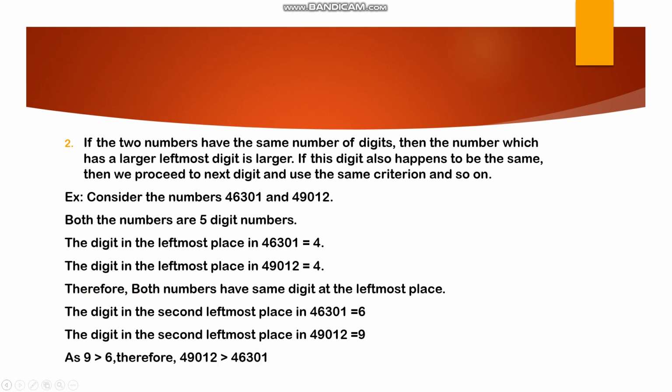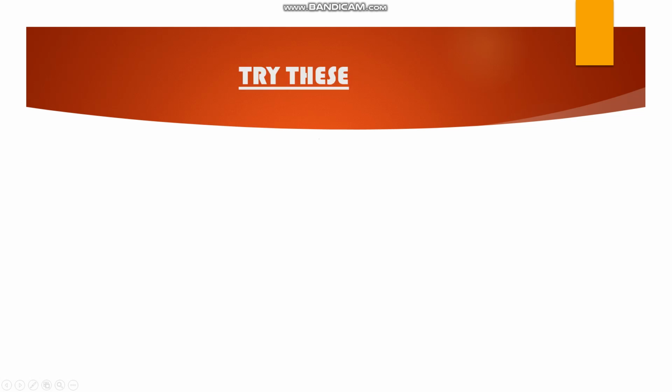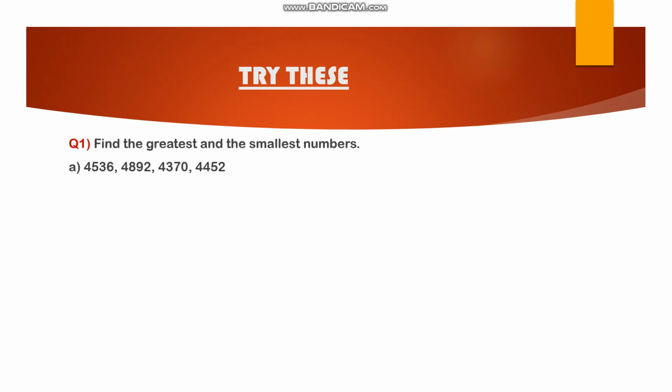Got it, children? This is the way to compare these bigger numbers. Now we are moving to some comparison questions. Let's do some questions based on these comparisons. The first question is, find the greatest and the smallest numbers. Some numbers are given here. Everyone look at these numbers carefully and write the greatest number and the smallest number. The first number is 4536, next is 4892, then 4370, then 4452.